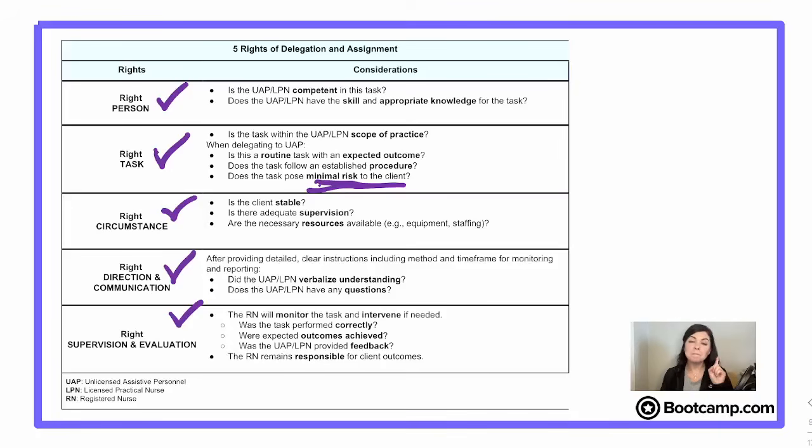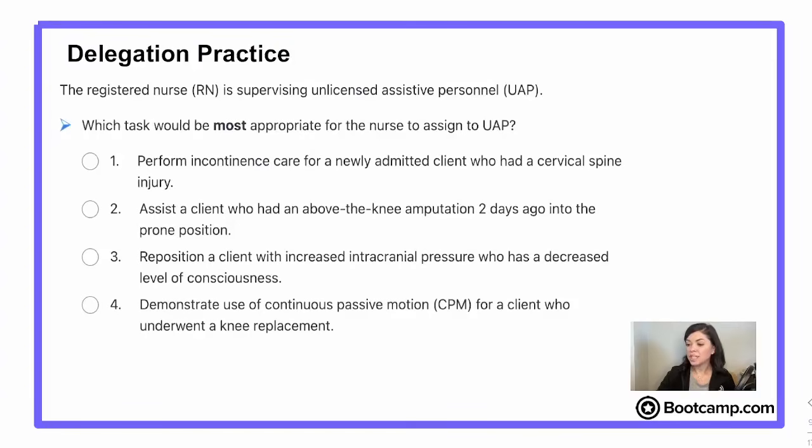So there is one big takeaway I want you guys to remember today: the RN always remains responsible for client outcomes. And that is why delegation is such an important safety issue. If we ask somebody to perform a task and that client is harmed or it doesn't go well, we still retain accountability and responsibility as the registered nurse. So we have to be able to delegate appropriately. So I know that was a lot of information, but hopefully now we have a good foundation to help us navigate these questions. So our first practice question.